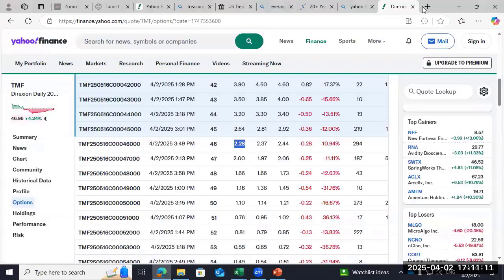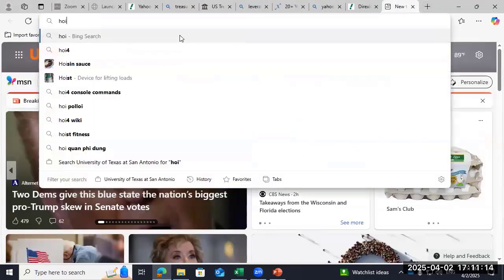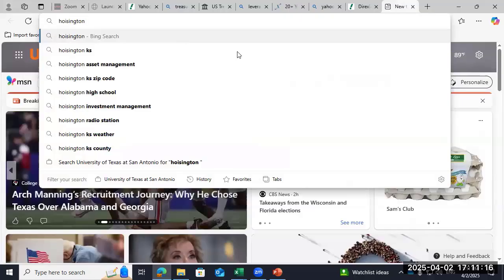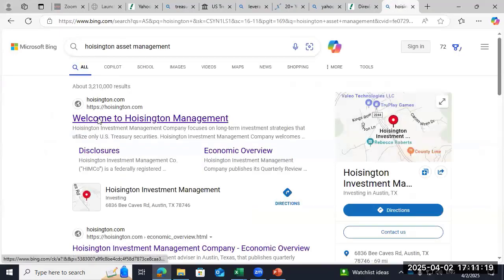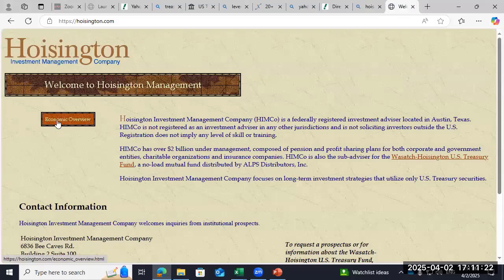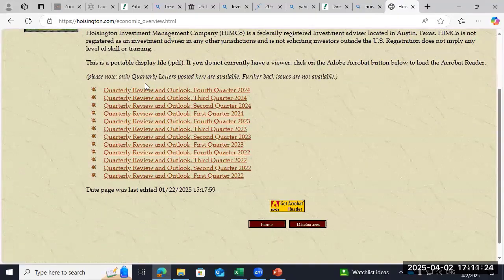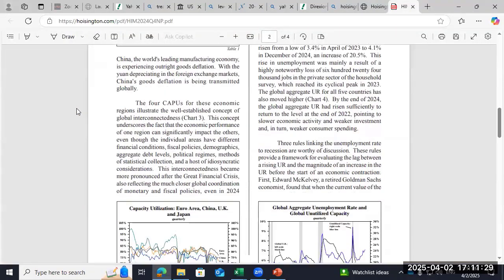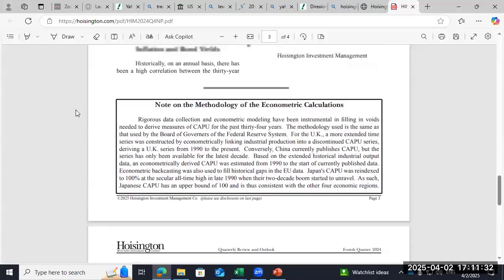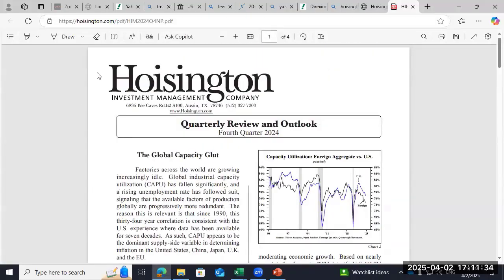If you go to his website, it's Hoisington Asset Management. Just go to their website. He's got this right at the top, economic overview. He hasn't done his first quarter one yet, but there's his fourth quarter. He has some incredible charts that he uses. They're really, really good. This is written by Lacy Hunt. I've met Hoisington and I've met Lacy Hunt both. Just really, really great people. But yeah, he has some interesting charts. So he would be one betting on Treasury interest rates.